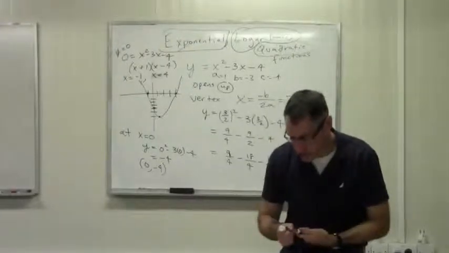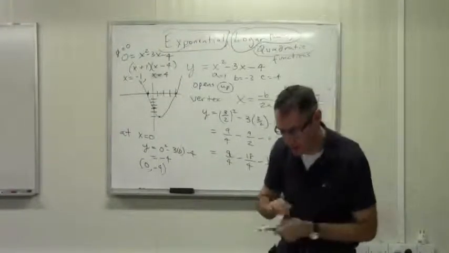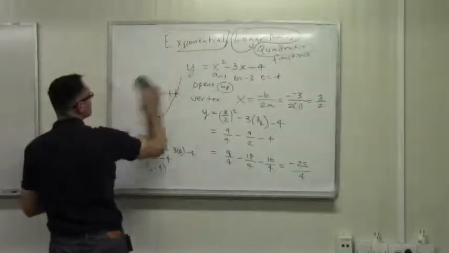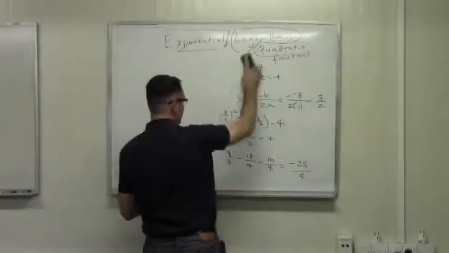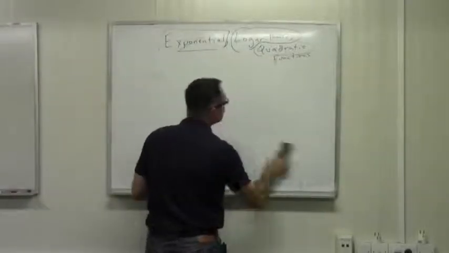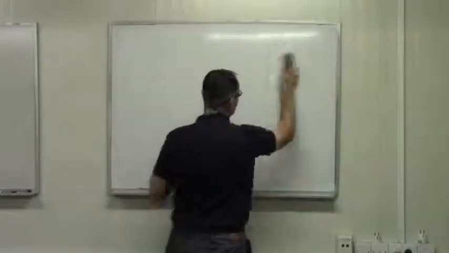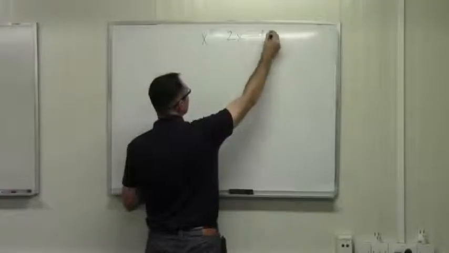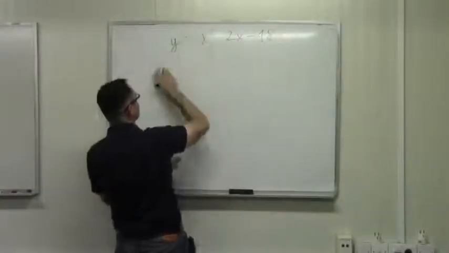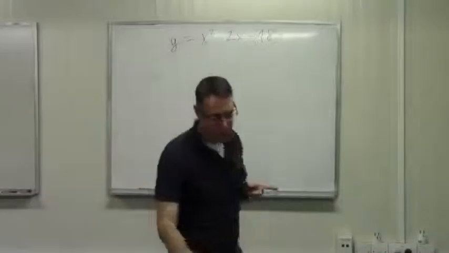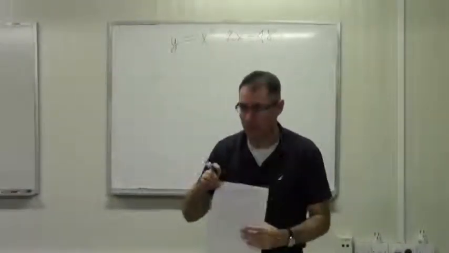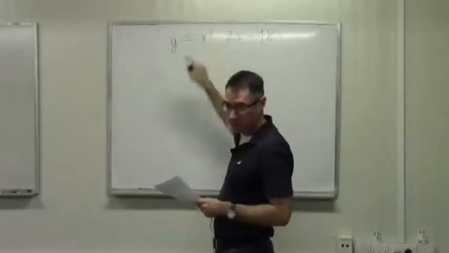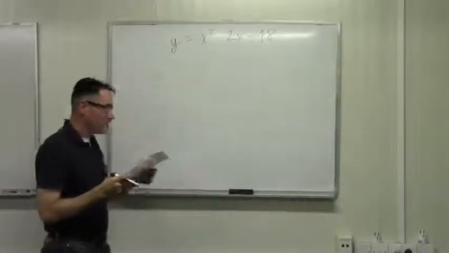Here we go. X squared minus 2x minus 48. Y equals, or f of x equals. Here's what I want you to find. Sorry, this is going to be a quadratic function. How do you know? Because it's got the x squared in there. OK. All right. Question 1.